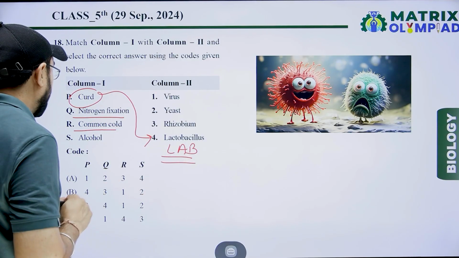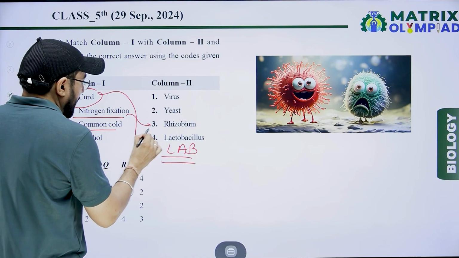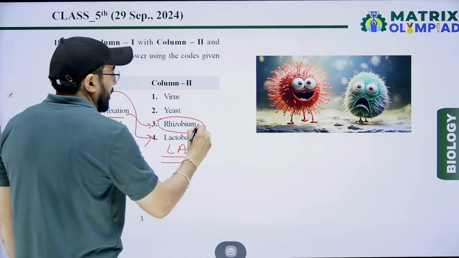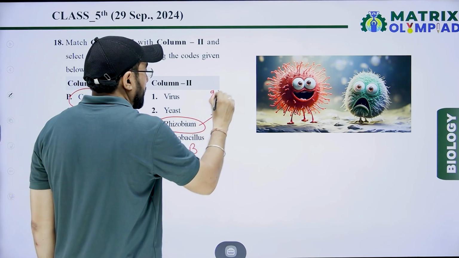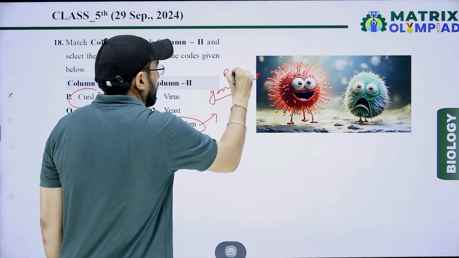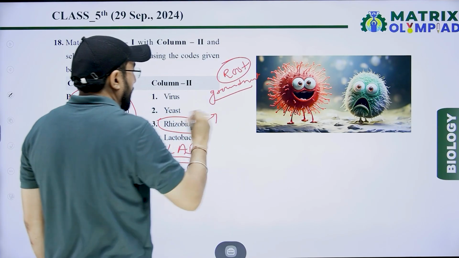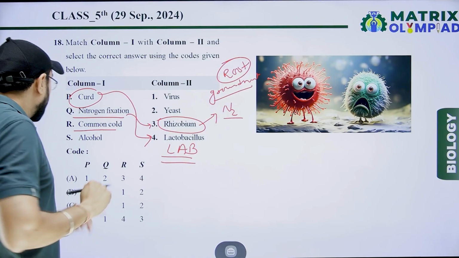Lactobacillus. Next one is nitrogen fixation. Nitrogen fixation is done by Rhizobium. Rhizobium is found in groundnut roots, and fixes atmospheric nitrogen.